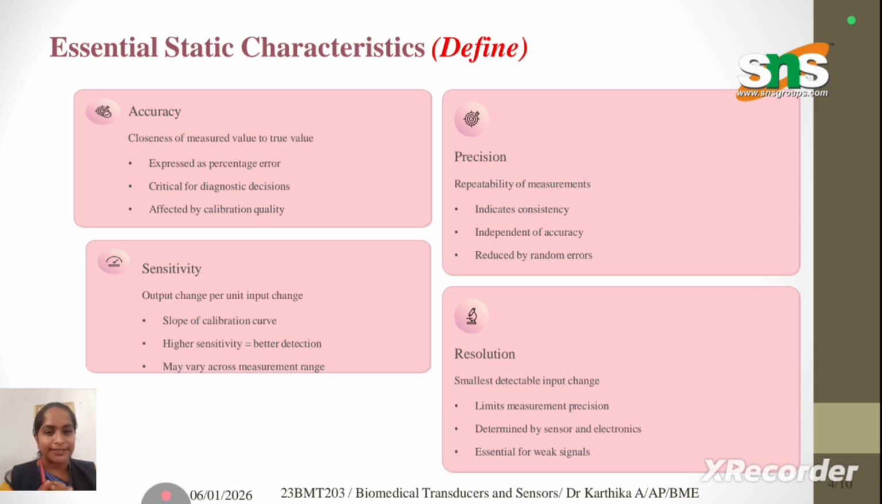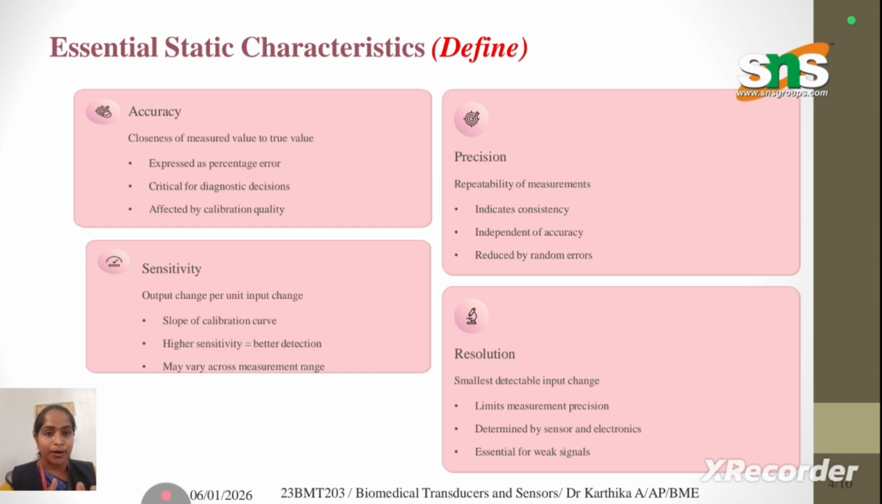What is accuracy? Accuracy is the closeness of the measured value to the true value. Sensitivity is the output change per unit input change, and precision is the repeatability of measurements. Resolution is the smallest detectable input change. In accuracy, we have percentage error, which is critical for diagnostic decisions, and it is affected by calibration quality.